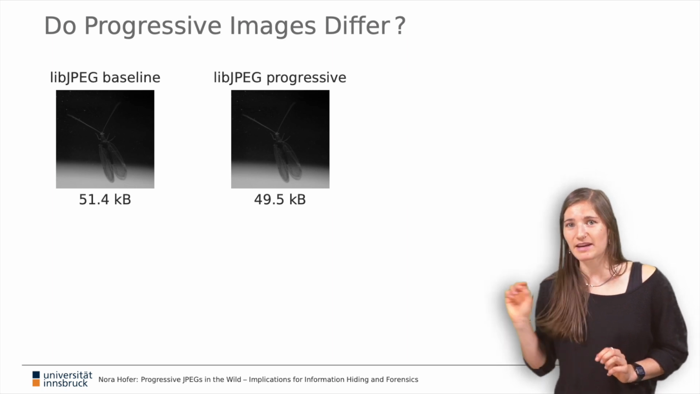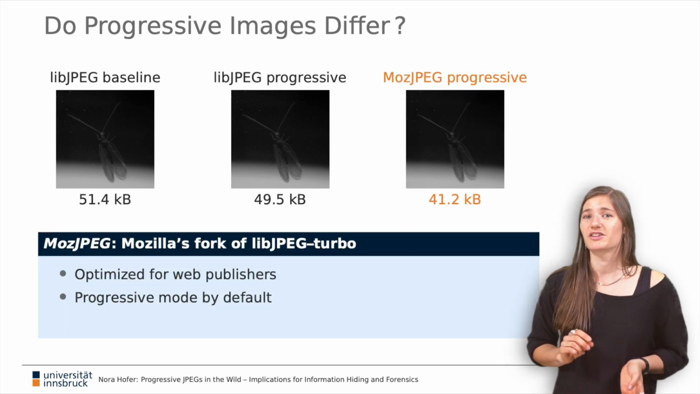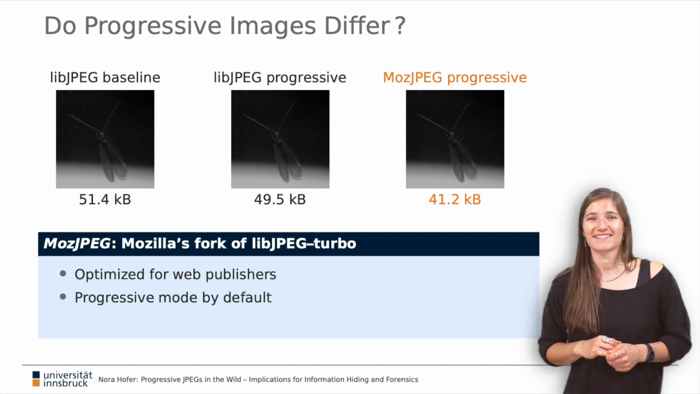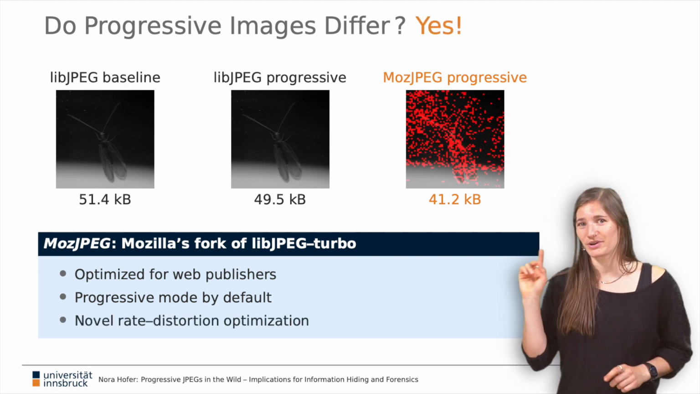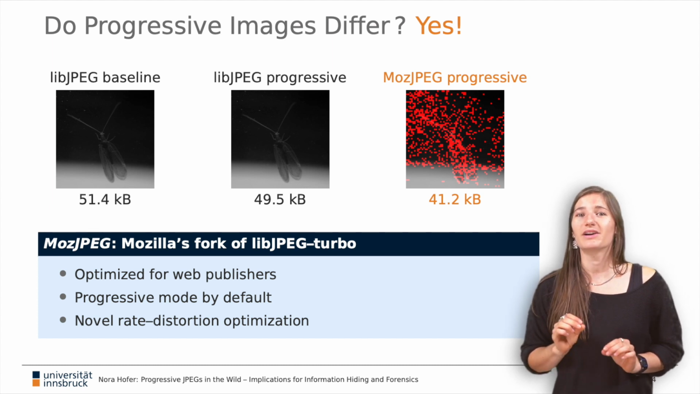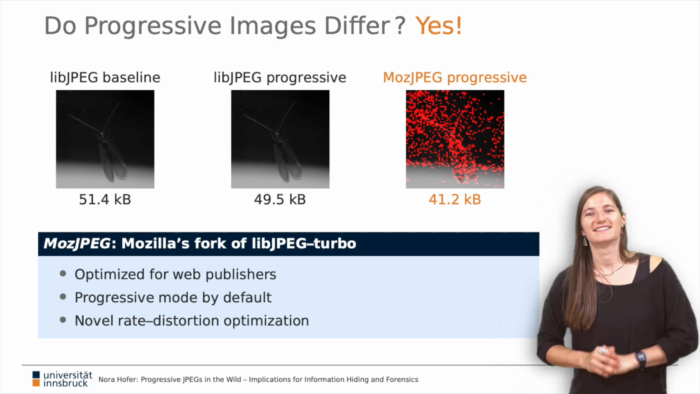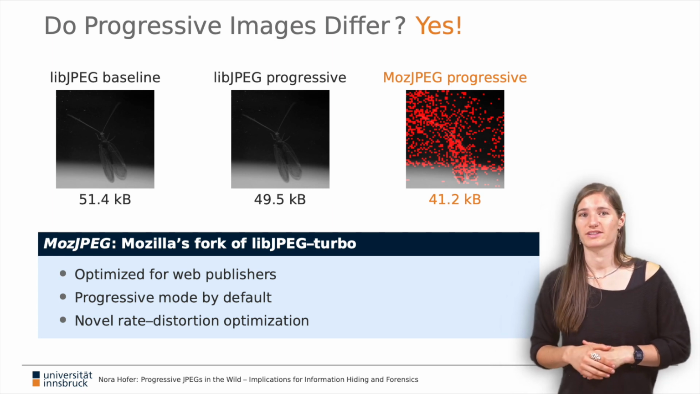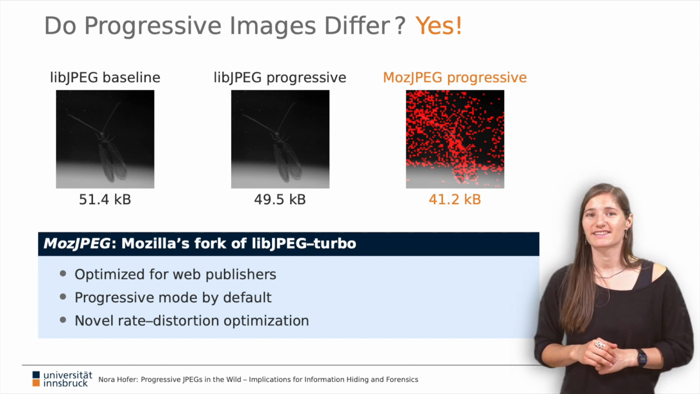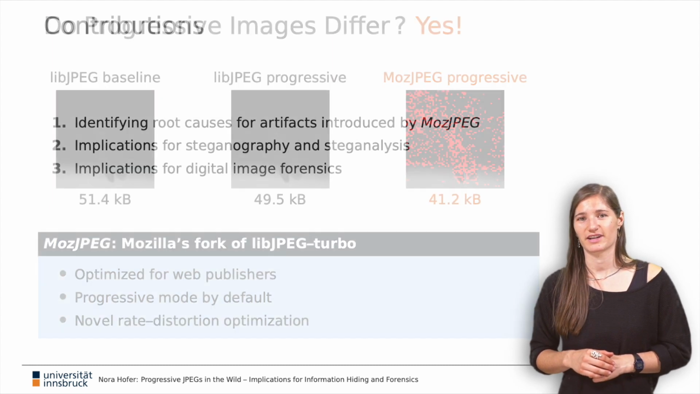Now, if we compress the same image using MozJPEG, which uses progressive mode by default, we can reduce the file size even further. However, this does not come for free. What you can see here in red are pixel blocks, which differ in at least one DCT coefficient between libjpeg and MozJPEG. This is surprising. Apparently MozJPEG does more to the image data than just reorganizing it in scans. In fact, it introduces a novel way to optimize the rate distortion trade-off.